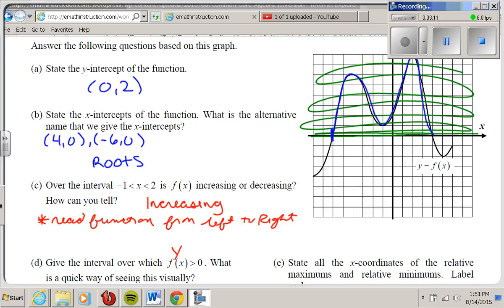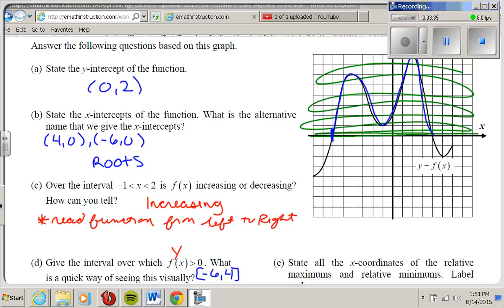So basically we're looking for where the function is above the x-axis. Is my function above the axis? And that's on the interval, and I apologize for my view here, from negative 6 to 4. And that's where my function exists above the x-axis.